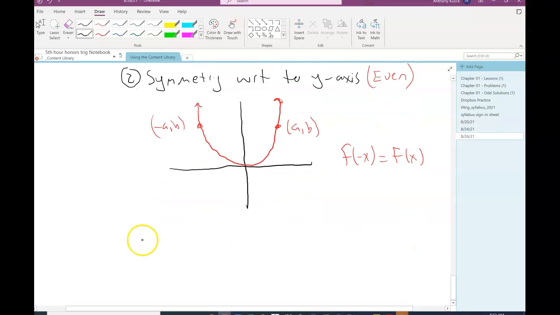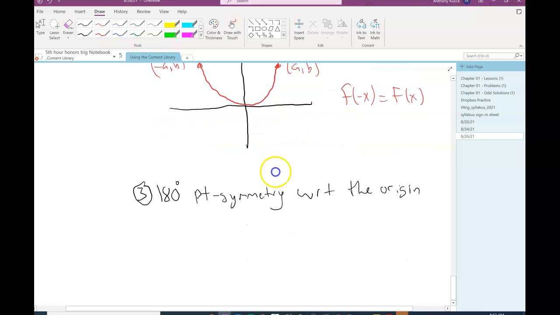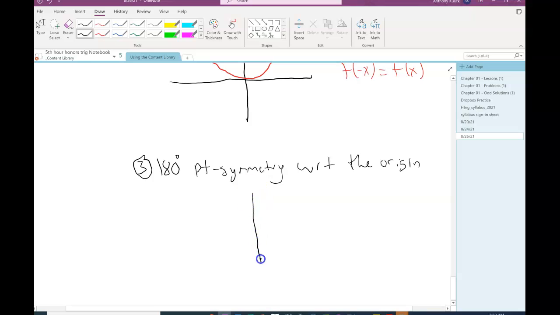Okay. The third kind is called a 180-degree point (I'm abbreviating point with PT) symmetry, with respect to the origin. This is always the hardest one to draw, one that actually looks like it has that symmetry.